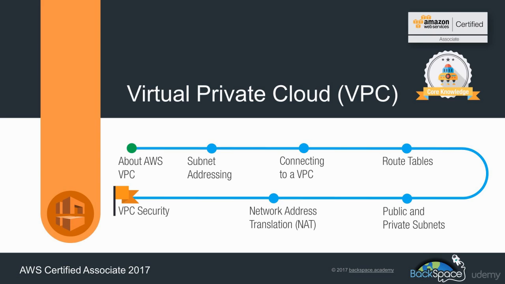We'll look at the ways of connecting to a VPC, and we'll look at routing of traffic inside a VPC, and we'll also look at public and private subnetting, so dividing up our VPC into subnets that are private and public. And we'll look at the techniques for VPC security, in particular security groups and network access control lists.